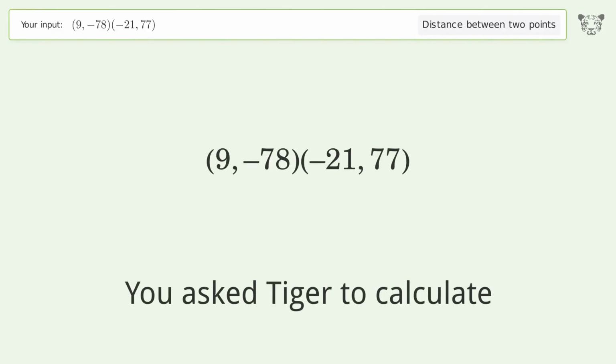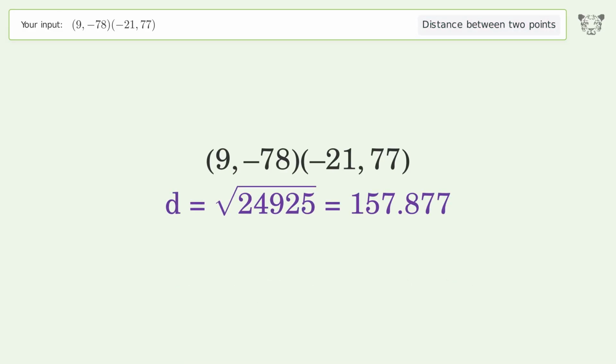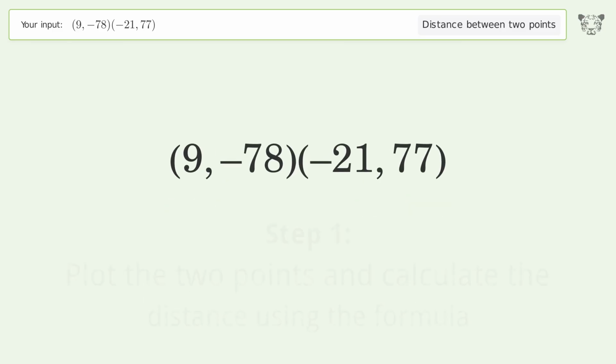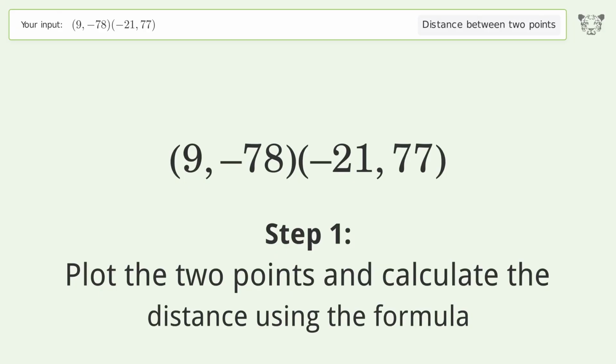You ask Tiger to calculate. This deals with the distance between 2 points. The distance between the 2 points is the square root of 24,925 or 157.877. Let's solve it step by step. Plot the 2 points and calculate the distance using the formula.